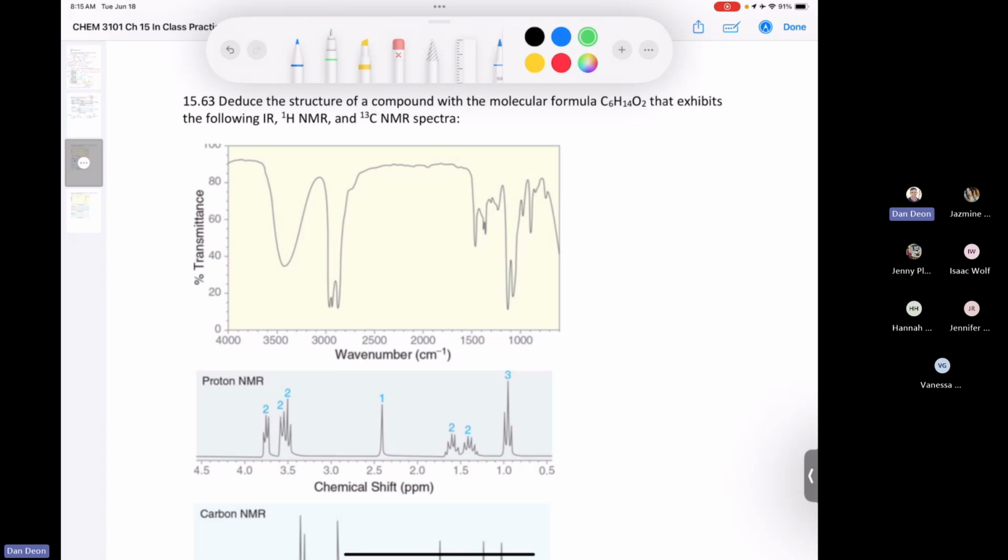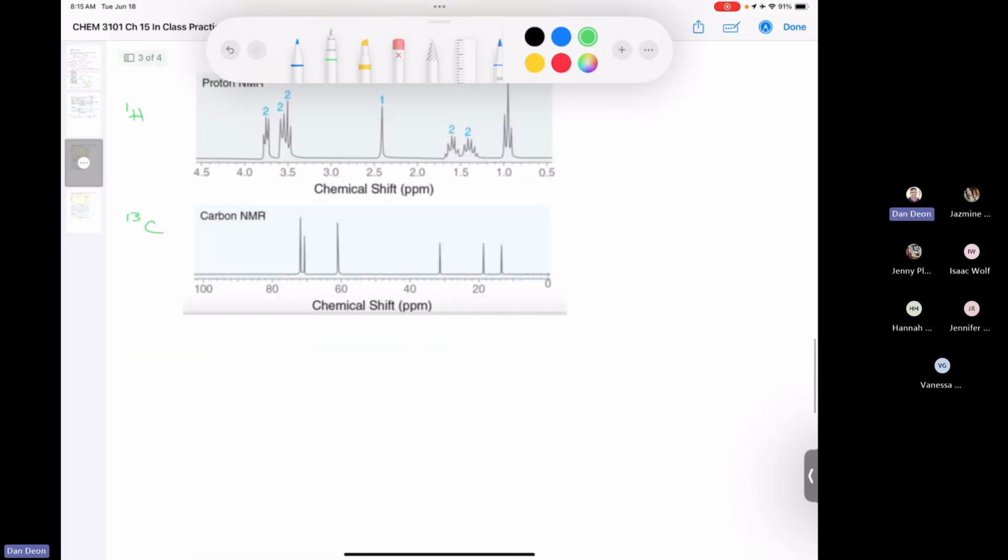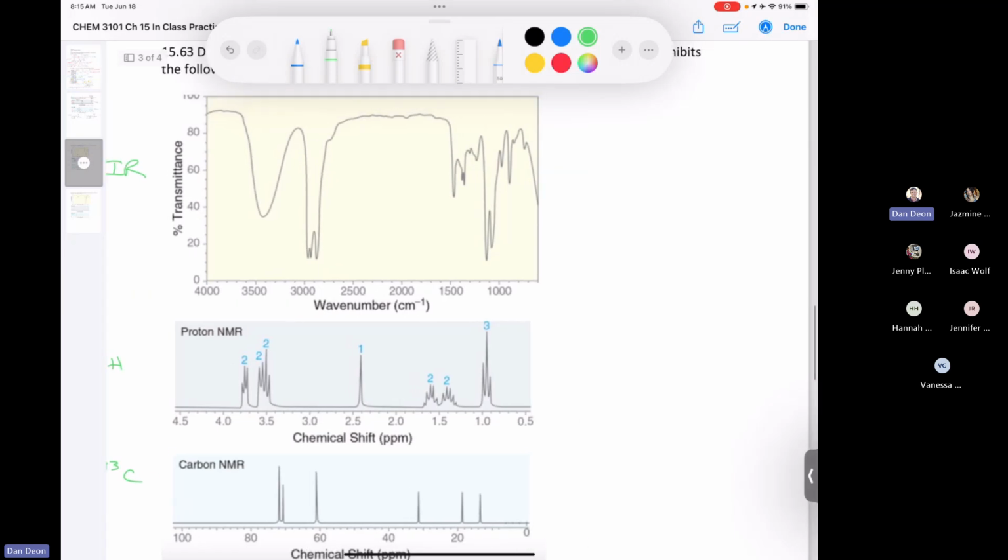It says deduce the structure of a compound with a molecular formula C6H14O2 that exhibits the following proton NMR spectra, IR spectra, carbon-13. So they gave us an IR, they gave us a proton, and they also give us a carbon-13 down here. So they give us all the necessary information.